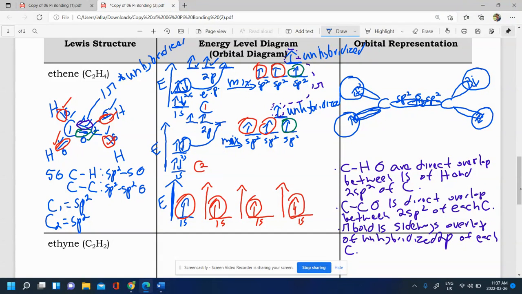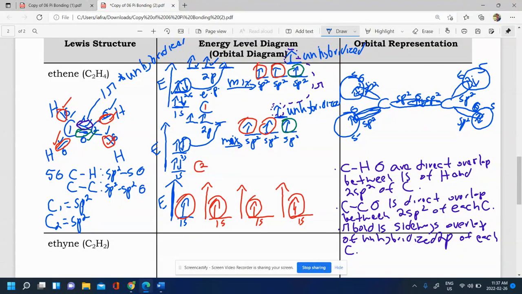And these are the s and sp2 sigma bonds. Just like that. And so sigma here and sigma here. Sigma, let's make that look more like sigma. This is s, sp2, sp2. So now, in a different color, I'm going to show the unhybridized p orbitals.